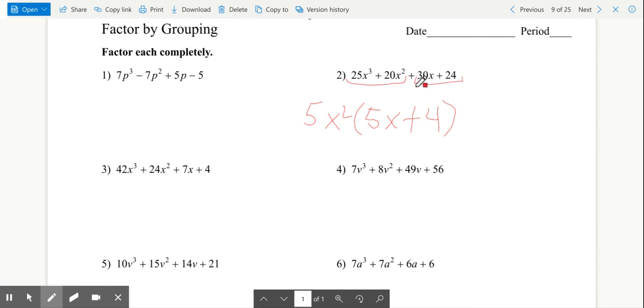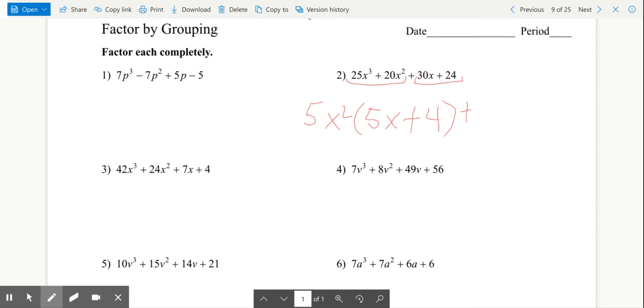Then for the second part, I'm going to do the same thing. I'm going to say, what do 30x and 24 have in common? Well, they don't both have an x, so I can't pull that out. But what numbers do they have in common? Well, they're both divisible by 6.